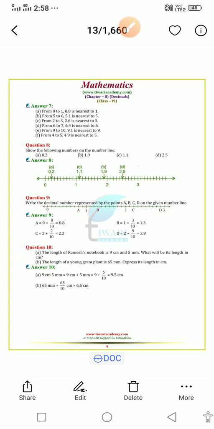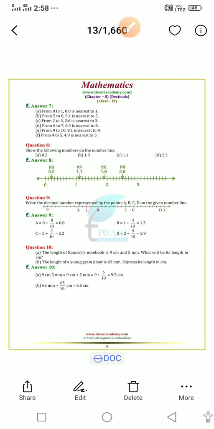Now question number 8, you can see we have to show the number on number line. You know already, I have explained you in that. You can check by yourself. 0.2 is given, so where is it? 1.9 is given, so where is it? We have to see. Question number 9 is there. Number line is given, A, B, C, D is given, so we have to check where is that exactly number. 0 to 1, 1 to 2, and 2 to 3, there is 10 points are given. So as per that way we have to check where is A, where is B, and where is C, and where is D. Question number 10.